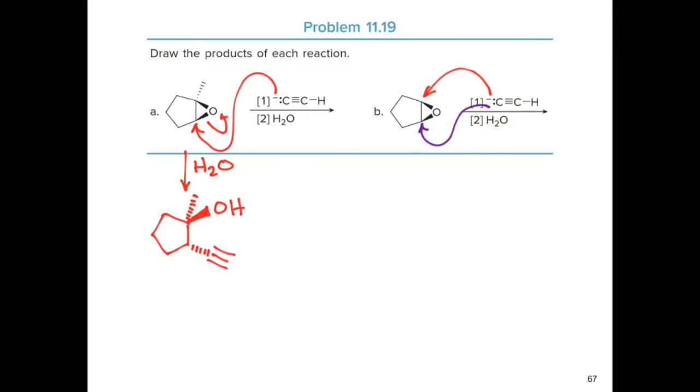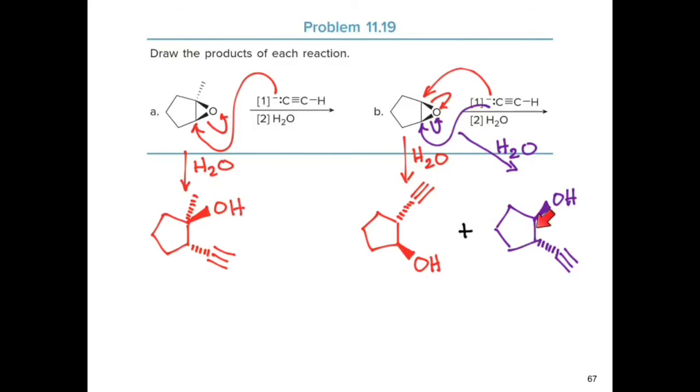And so if the acetylide ion attacks the top carbon, then it results in formation of this product here. And so the triple bond is going to be bonded at the top carbon and then the hydroxy group at the bottom carbon. However, if the acetylide ion attacks the bottom carbon, then we will have this structure here in which the triple bond is connected to the bottom carbon and then the hydroxy group to the top carbon. And so we have a pair of enantiomers, which is a racemic mixture.